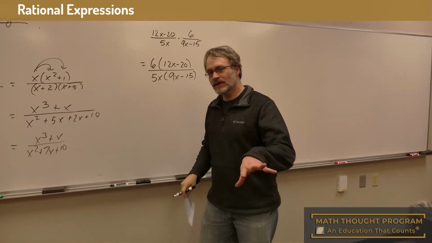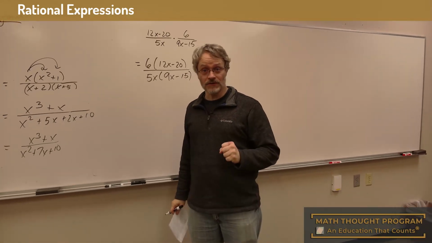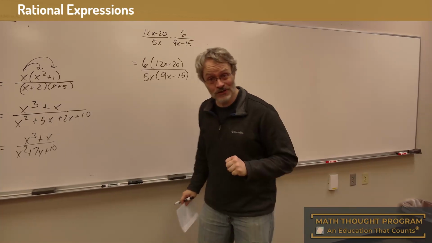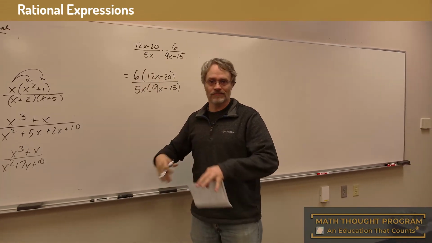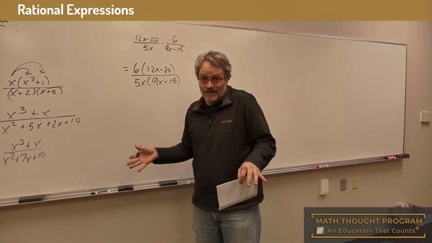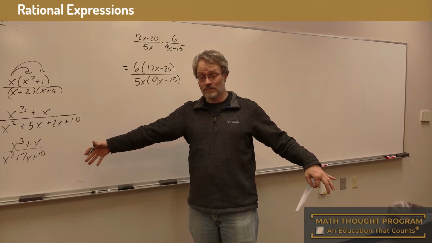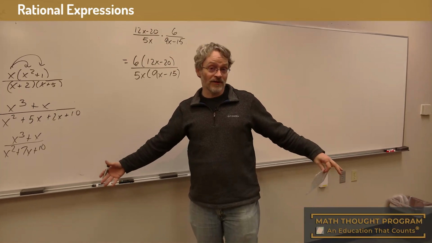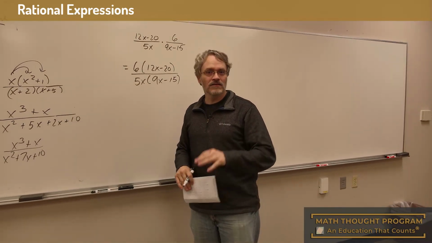Now, again, guys, it's your choice. What you could possibly do is say 6 times 12x, 72x, and 6 times negative 20, negative 120. You could take this and expand out. But then you're going to have to factor it back to simplify. So let me ask you this question.